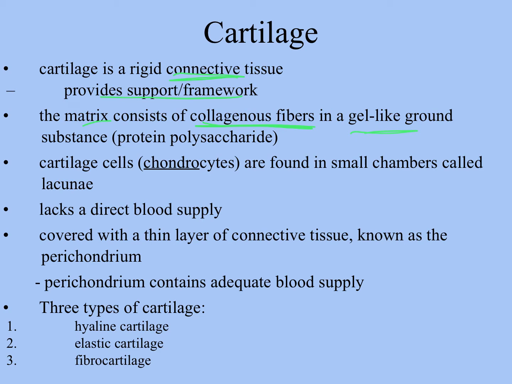And that gel-like ground substance is a protein polysaccharide known as glycosaminoglycans. And we won't talk any more about that, but cartilage cells are chondrocytes. Remember from a previous crash course video where these chondrocytes started as chondroblasts, which laid down cartilage, and then become chondrocytes when they're mature and maintain the cartilage. And they're in small chambers called lacunae. So here would be a lacuna, here would be a chondrocyte, and here would be another chondrocyte within the lacuna.